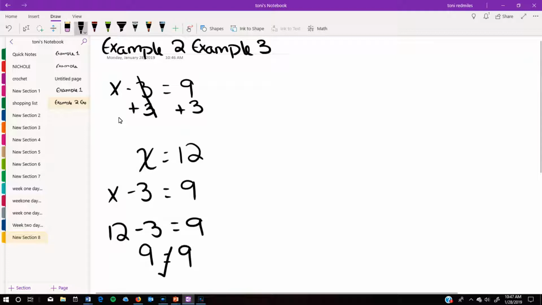All right, so example 3 is a little bit different. This time I have nothing adding or subtracting to the x, but I do have something multiplying. The 2 is multiplying the x. So I asked myself, what is the opposite operation of that? And that is division, because I'm trying to acquire a 1. 2 over 2 turns into a 1. Got to do it to both sides because of equality, that equal sign.